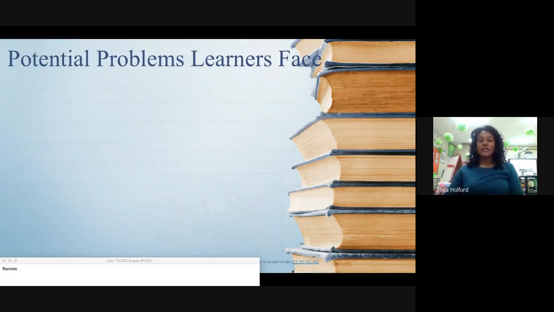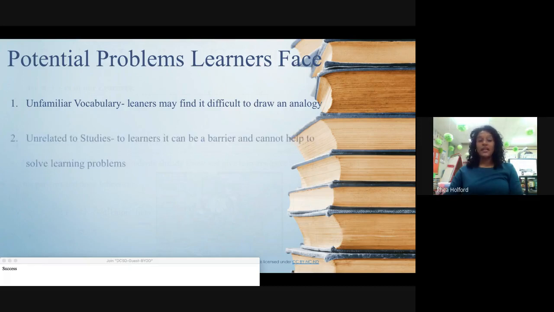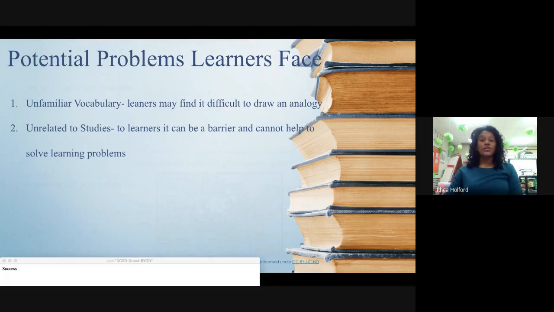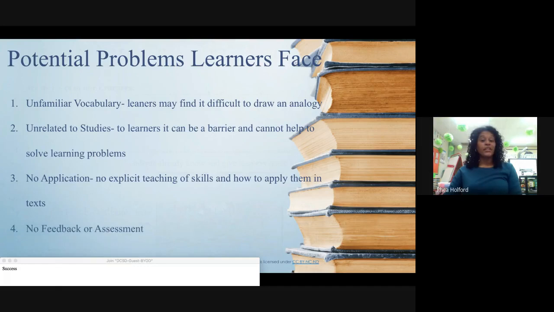Potential problems that learners face. Unfamiliar vocabulary: learners may find it difficult to draw an analogy. Unrelated to studies: to learners, it can be a barrier and cannot help to solve learning problems. No application: no explicit teaching of skills and how to apply them in the text. No feedback or assessment.